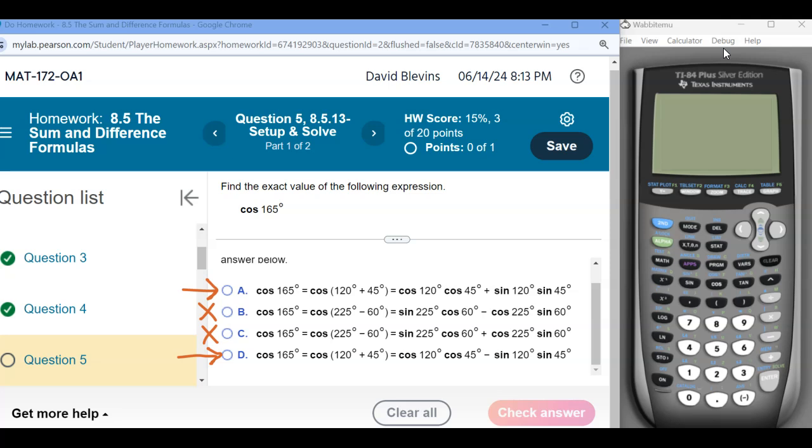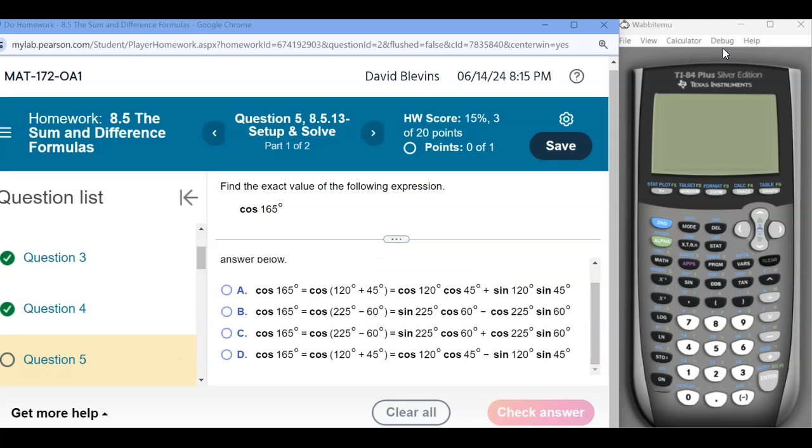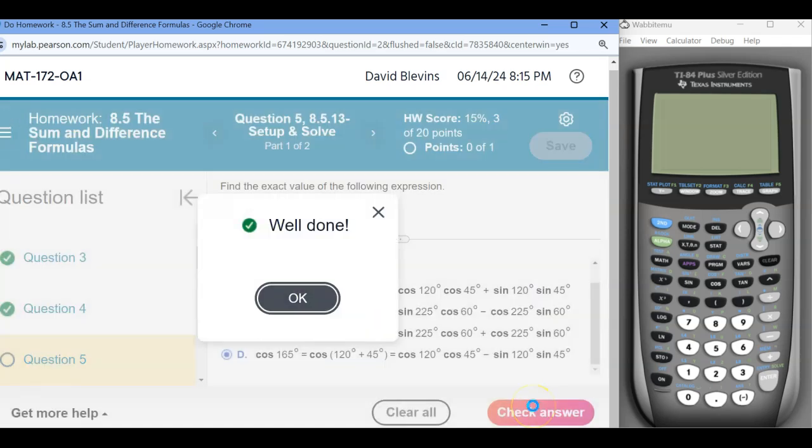But then remember, cosine changes sign. So when we have a plus on the inside, we need a minus right there, and we don't have that. So it doesn't make it past that second round of analysis where this one does. We got a plus, and it gets switched to a minus. So D is going to be my choice. Out of these four choices, D is the only one that has the right patterns of sines and cosines, and it's the only one that has the sign change like it's supposed to.